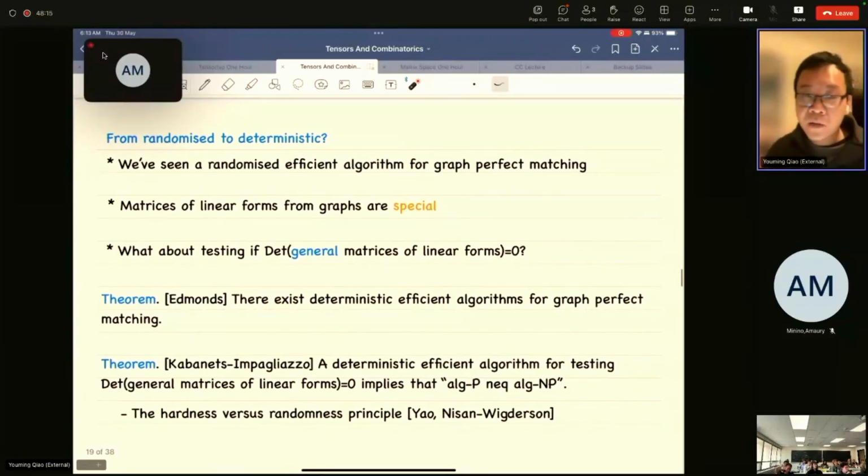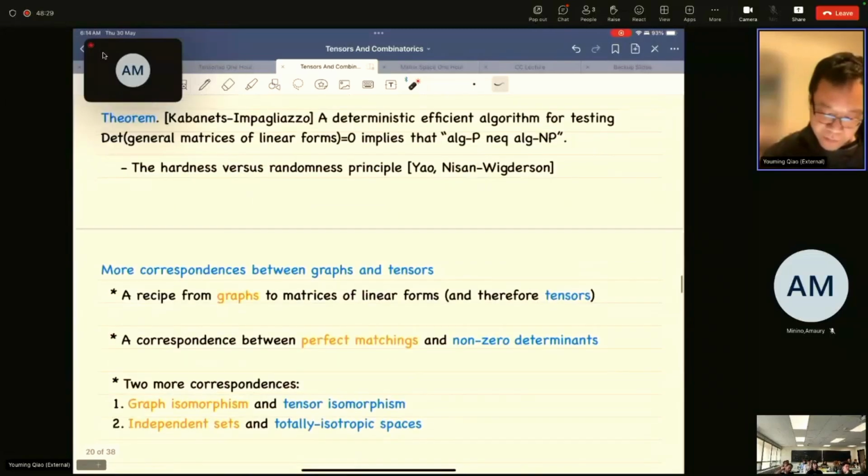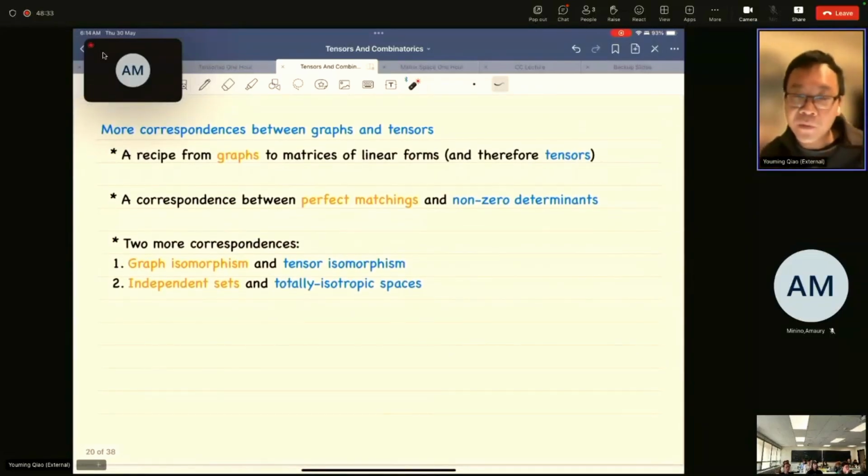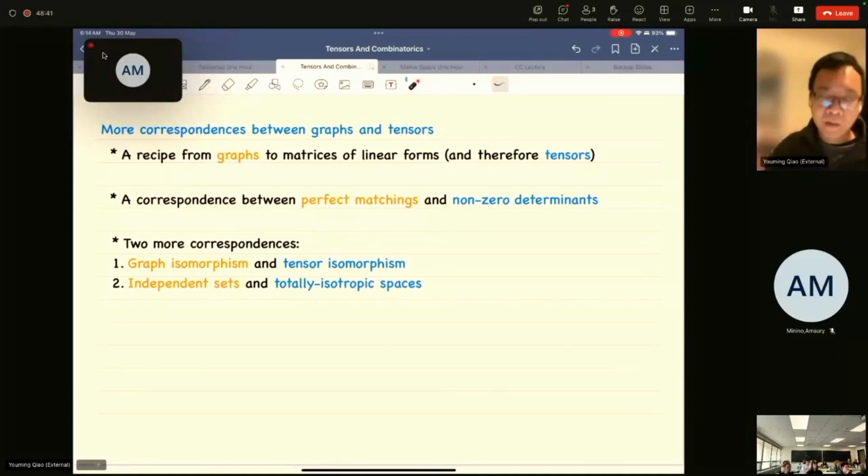Okay, so now we are going to move away from perfect matchings to tensor isomorphism. Before that, any question? Okay, so now we're going to summarize a little bit. It has been like 45 minutes. That's a lecture already, but hopefully we will see 10,000 of them at least.